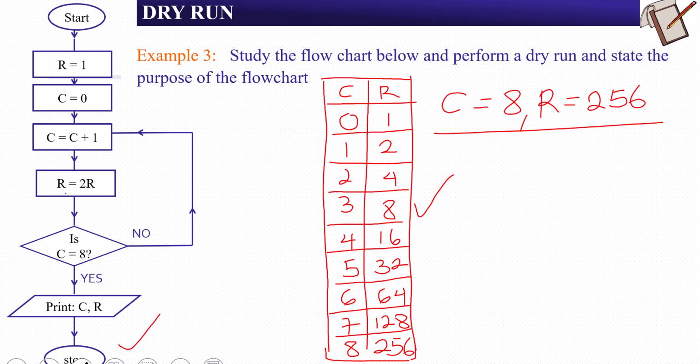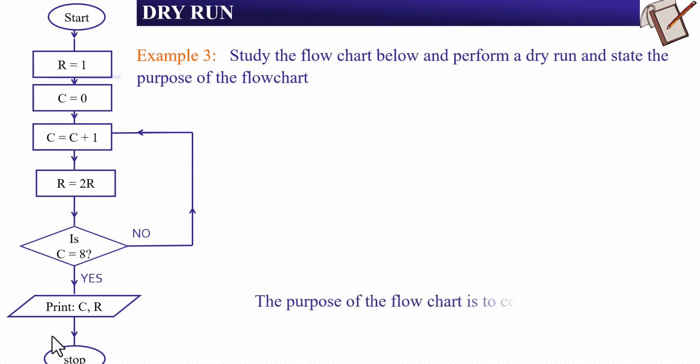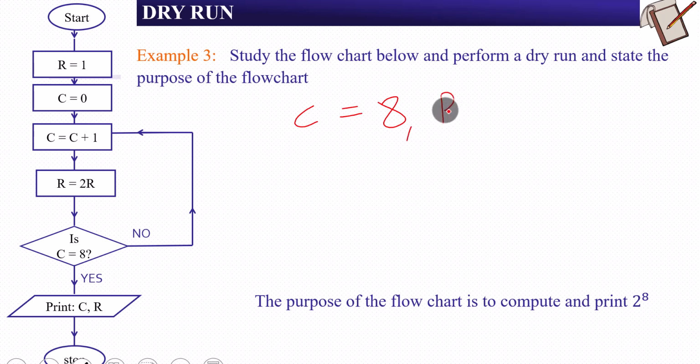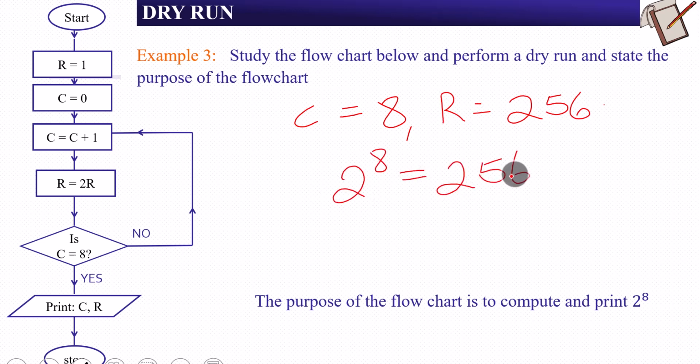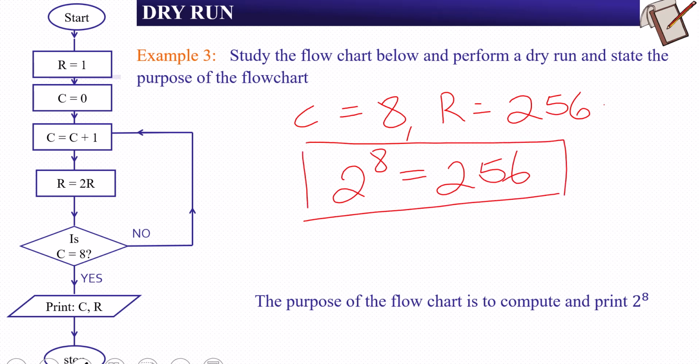Then the purpose of the flowchart is to compute and print 2 to power 8. You realize that when C was 8, our R was 256, and 2 to power 8 will give you 256. So that is the purpose of the flowchart.